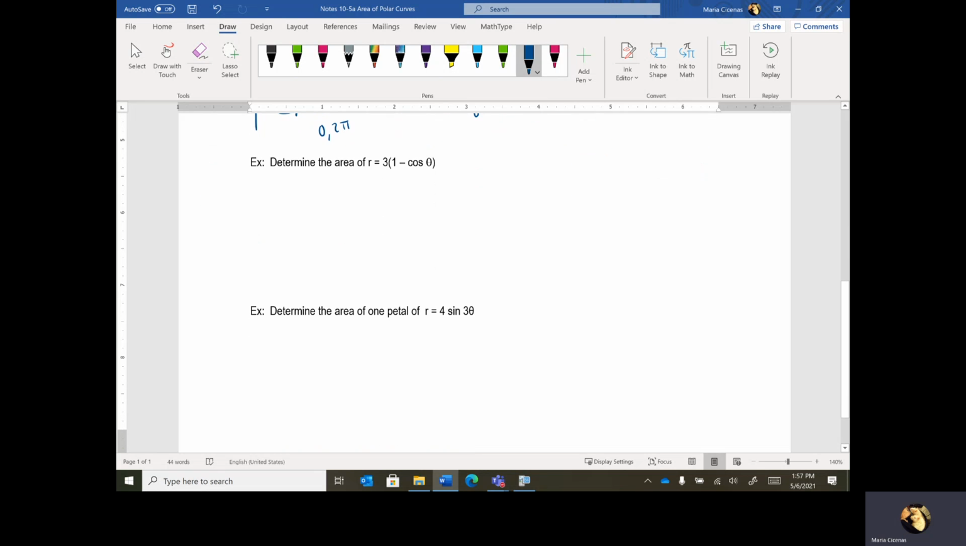Okay, let's do a second one. We want to determine the area of this. It's r equals 3 times the quantity 1 minus cosine theta. And it's maybe slightly different than we looked at it the other day, but this is a cardioid. I started writing cardioid instead of cosine. So it's reflected about the y-axis, but it looks something like this.